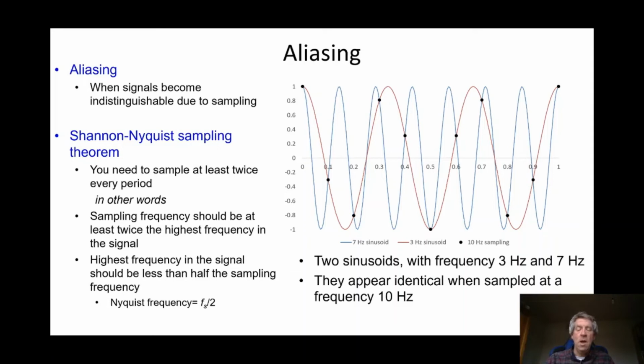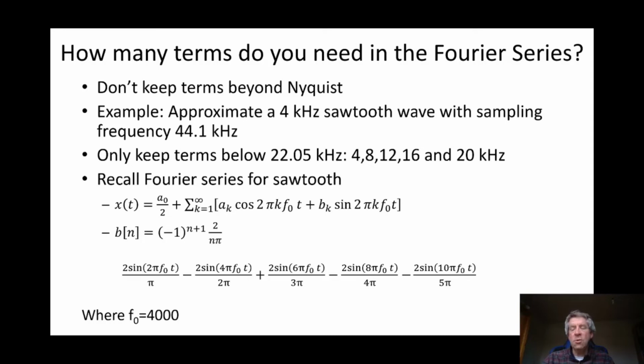So that's the idea of aliasing. If you don't sample a signal at a high enough frequency, you won't be able to distinguish some frequencies from other frequencies. One will alias onto the other. So, what does this say about the Fourier series? When do we need to cut off those Fourier frequencies? The answer is we should not keep any terms in that series beyond half the sampling frequency, so beyond Nyquist.